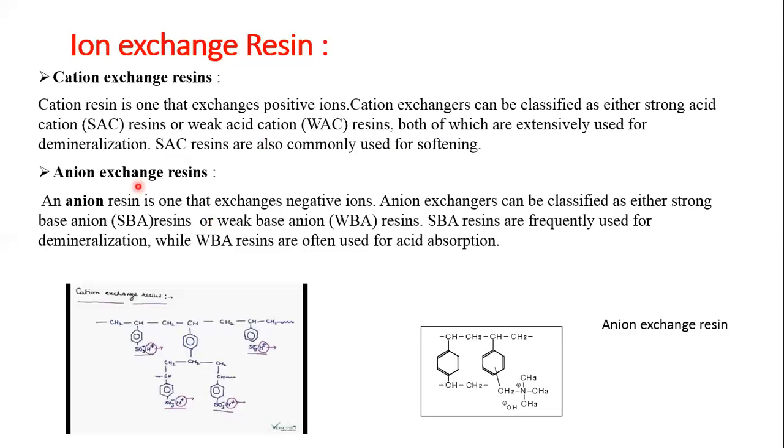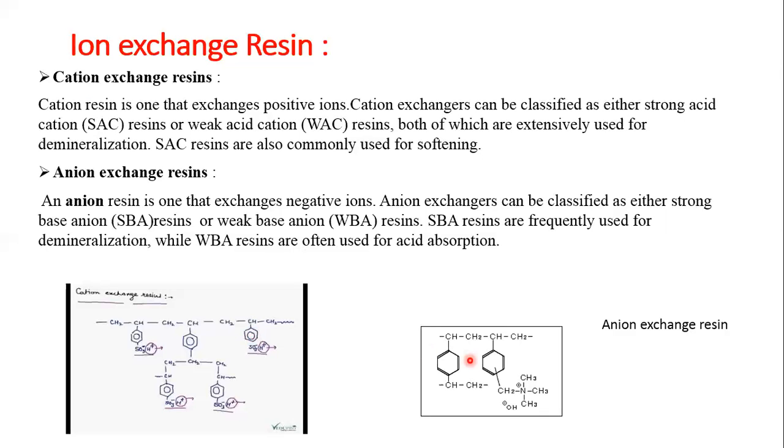Anion exchange resin can be classified as either strong base anion resin or weak base anion resin. And in this, again, strong base anion resin is frequently used for demineralization, while weak base anion resin is used for acid absorption. These are the structures for cation exchange resin and the anion exchange resin.